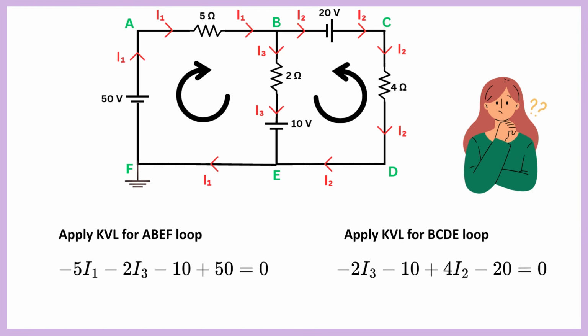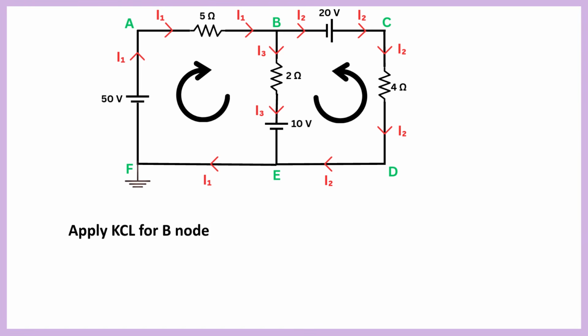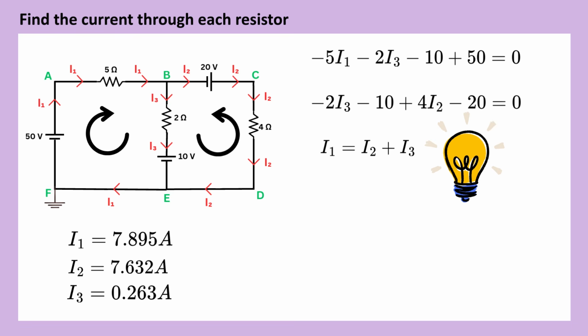But notice, we can't solve them yet because there are 3 unknown currents, but only 2 equations. To fix this, we need one more equation. Now we apply Kirchhoff's current law at node B. According to Kirchhoff's current law, currents entering a node are equal to the currents leaving it. So we can write I1 equals I2 plus I3. Now, using these 3 equations, we can find the values of I1, I2, and I3.